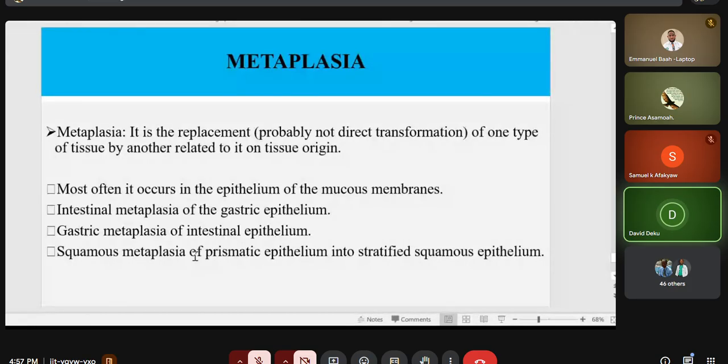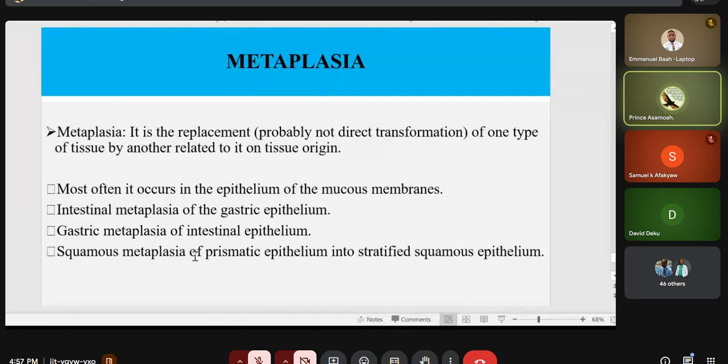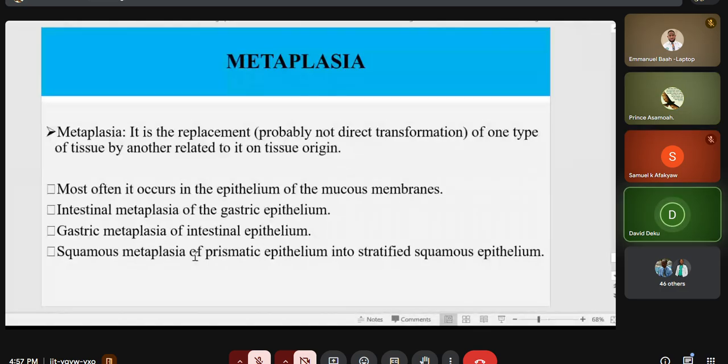Okay. Then are we going to classify endometriosis as metaplasia? Endometriosis as metaplasia. Yes. Why do you think like that? Okay, endometriosis is when the endometrial cells find themselves outside the uterus and behave as if they are in the uterus.